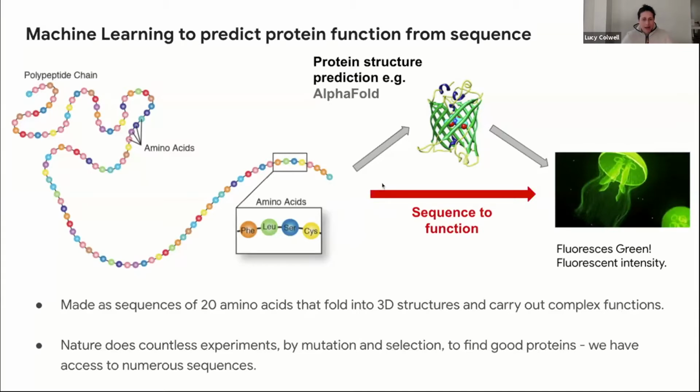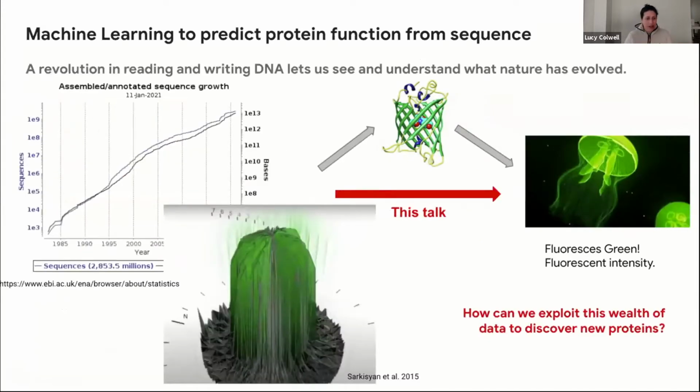for that particular task. And we're very fortunate because nature does countless experiments using mutation and selection in order to find good proteins. And so we have access to numerous sequences. There's lots and lots of data, which is a great spot in which to try and use machine learning. There's a plot here from January this year, from EBI, showing the growth of sequence data at EBI in Cambridge. You can see that there is something like 2.8 billion sequences. This was just a couple of months ago, but I bet that number is now higher. It goes up extremely quickly. This is on a log scale, and it shows no sign of slowing down.